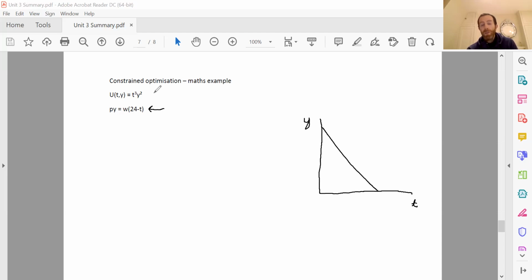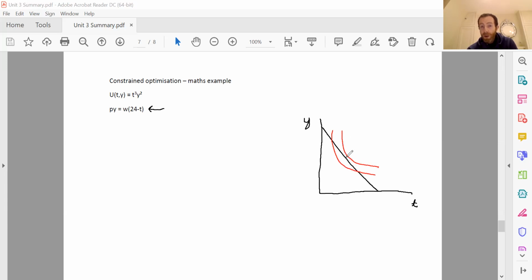And then the person is also going to have indifference curves. And the shape of those indifference curves is going to depend on the equation for the utility function. So here we can see that this person's utility depends on T, their free time, and Y, the amount of consumption that they have. And the utility will be given by T cubed times Y squared. So this will lead to a whole set of utility curves, which, for example, will look like this.